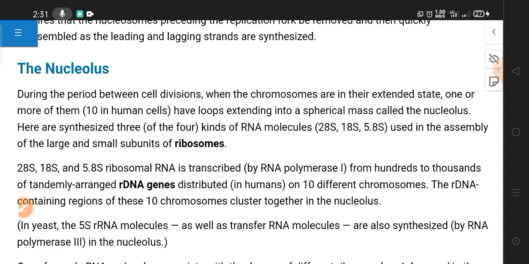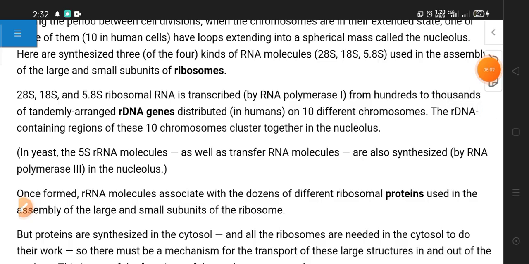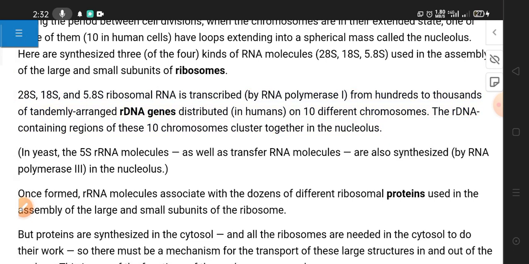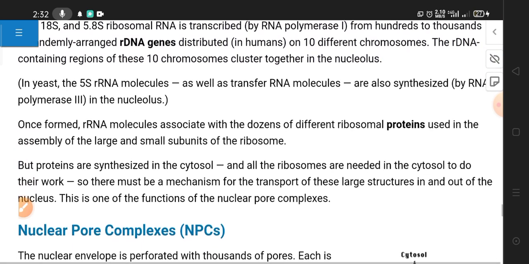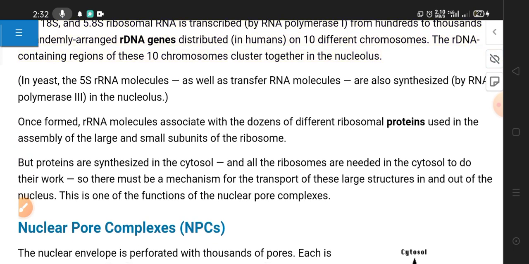The 28S, 18S, and 5.8S ribosomal RNAs are transcribed by RNA polymerase I, while the 5S ribosomal RNA molecules as well as transfer RNA molecules are synthesized by RNA polymerase III in the nucleus.